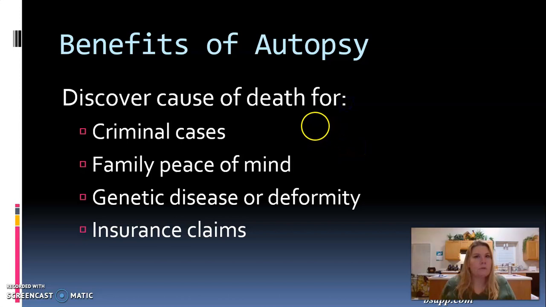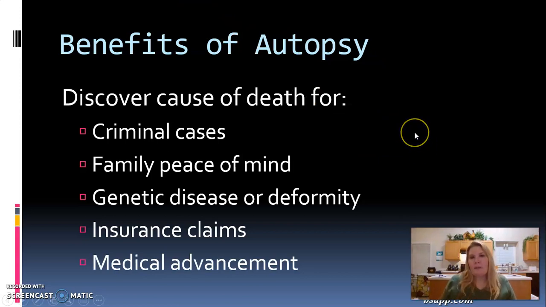Insurance claims, right? So if we're dealing with people who have taken large sums of insurance out on their spouses, and they want to know, was it homicide? Was it suicide? Was it natural death? What happened, right? Like wives that poison their husbands for $400,000, right?